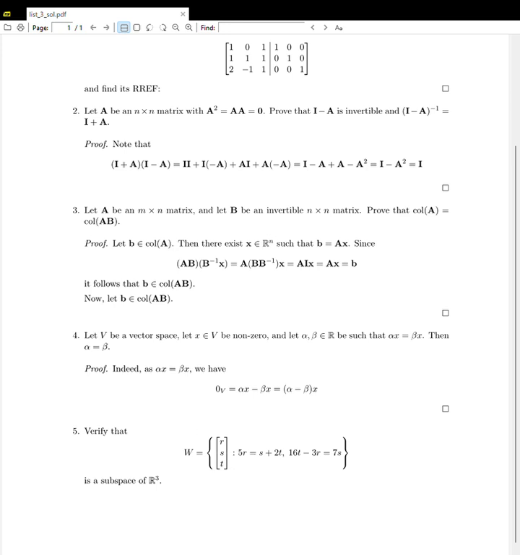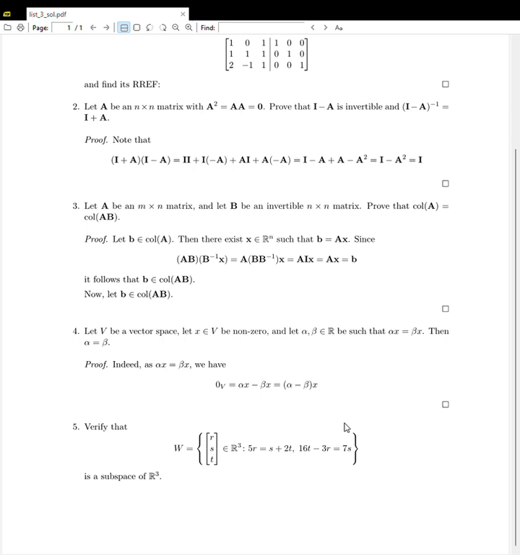All right, and I see a bit of a typo here. Fix that. So let's go ahead and do the following. I have a vector that lives in R3. I've labeled the coordinates r, s, and t. And I know that my r, s, and t satisfy these two equations. I want you to prove this is a subspace of R3.